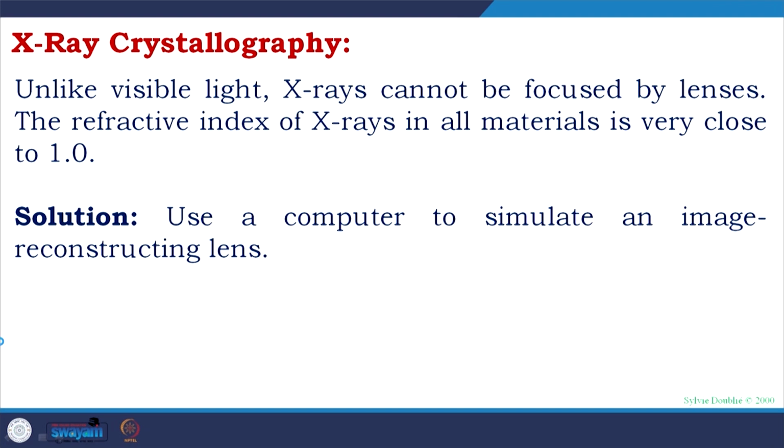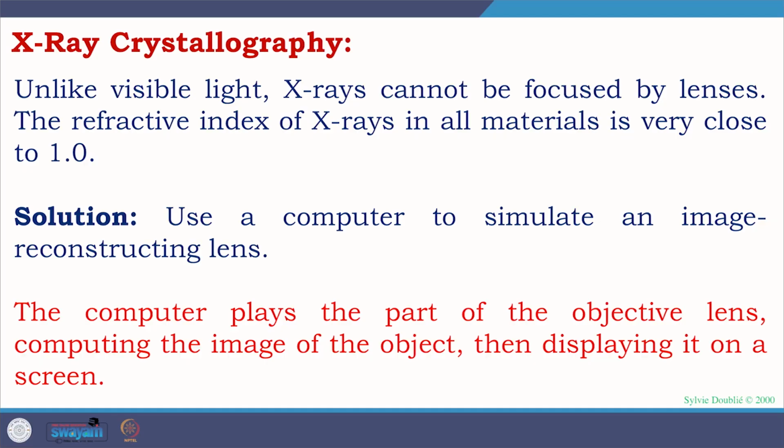How we could make a difference here, how we could make a solution of the problem? We use computer to simulate an image reconstructing lens. So, instead of putting a lens in case of light microscope or electron microscope, we are using computer, and the computer simulation through Fourier transformation is used as a lens here.